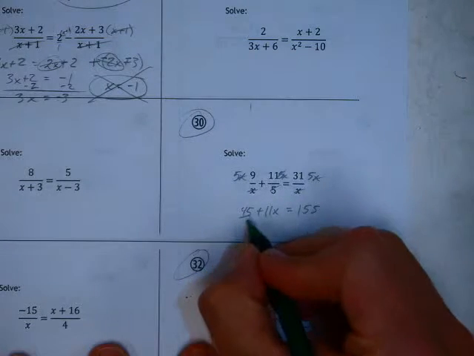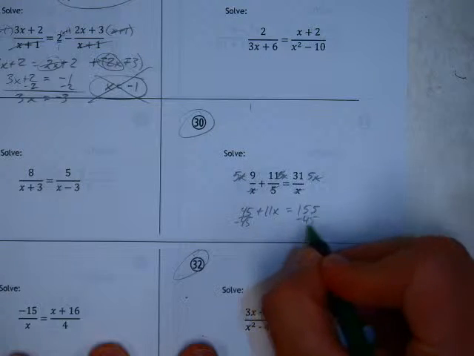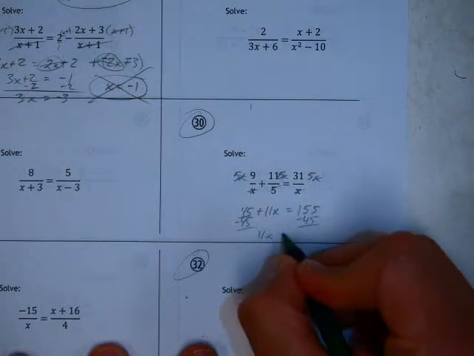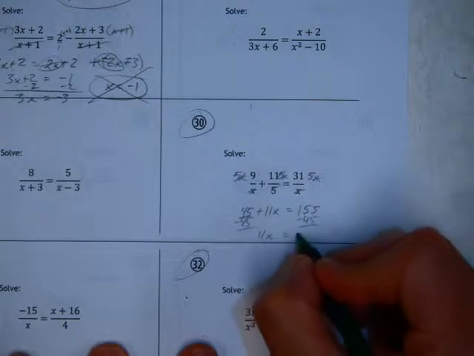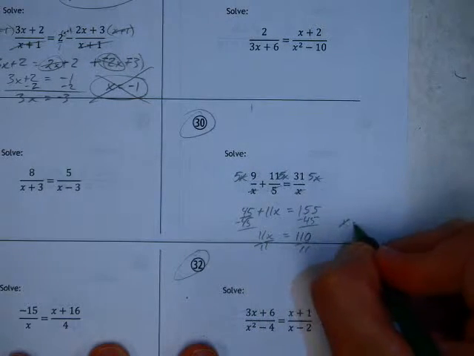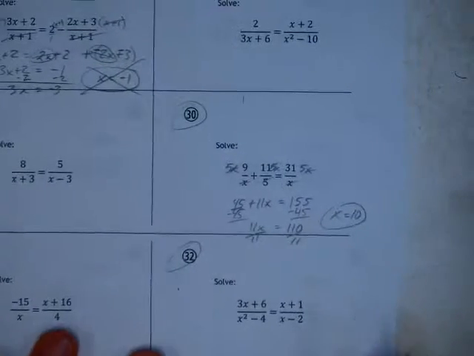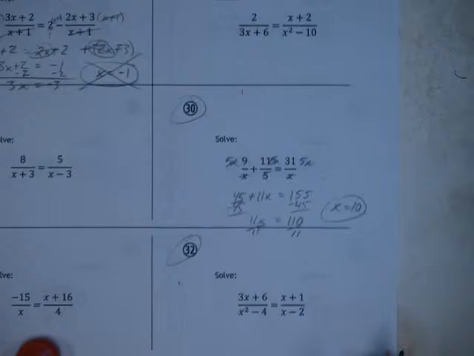Okay, you subtract 45. I almost divided, shame on me. Subtract 45, you end up with 11x equals 110. Divide by 11, you get x equals 10. Now, you go back, that's not going to make any issues with our denominators here. So x equals 10 is a legitimate solution.